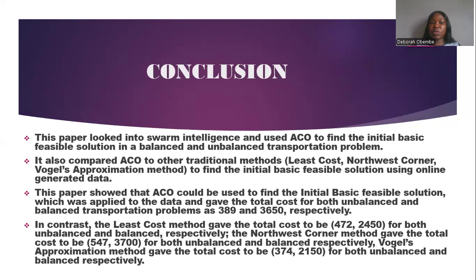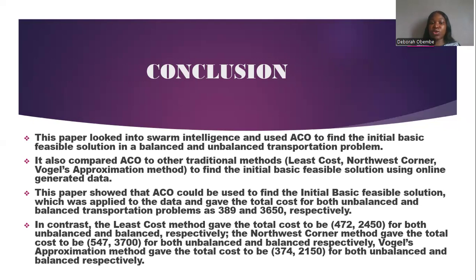In conclusion, this paper looked at swarm intelligence and used ant colony optimization to find the initial basic feasible solution in both a balanced and unbalanced transportation problem. It also compared ant colony optimization to the 3 traditional methods: least cost method, northwest corner method, and Vogel's approximation method, which was shown in the paper.